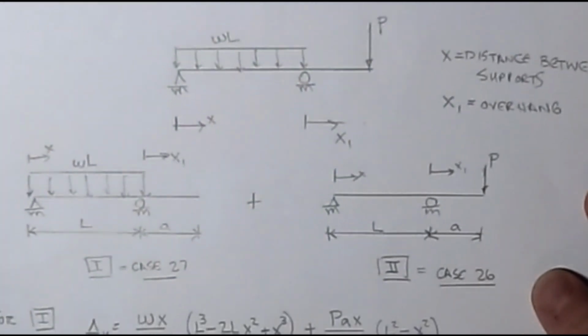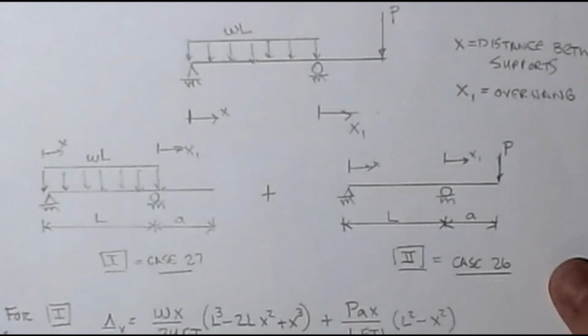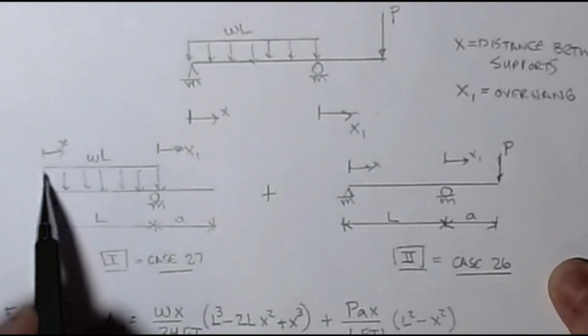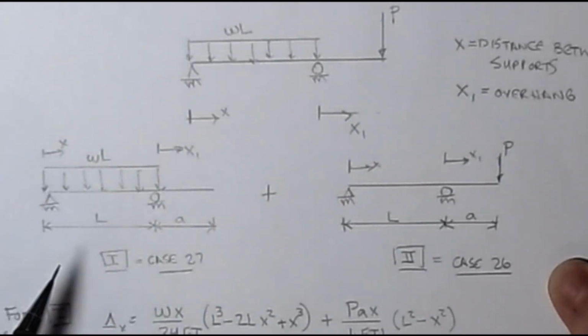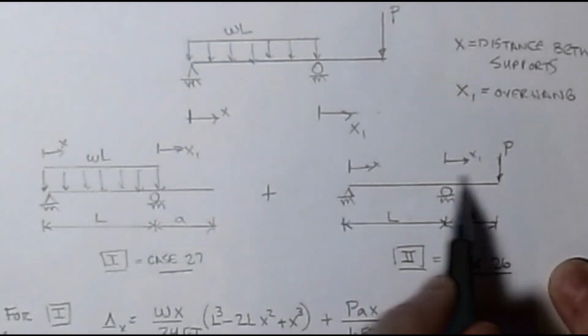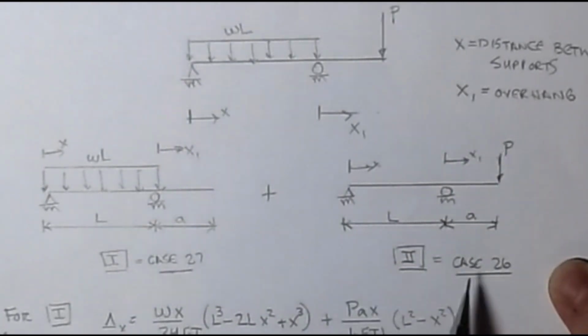Okay, so all we're going to do is come up with the systems that allow us to work on this. All right, so I have two systems. I'm going to break it up into a uniform load on the main span. That will get me, this is my case 27. And then I have a point load out on the end of the cantilever, and that's my case 26. So they're all on the same page.